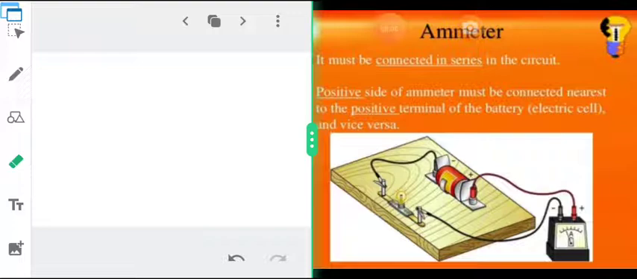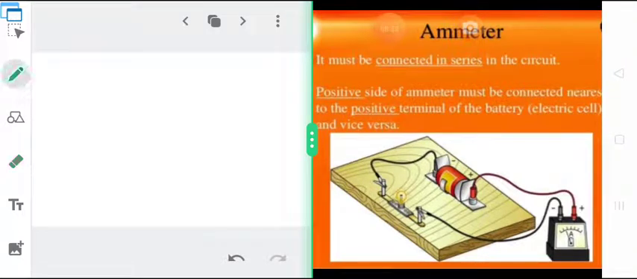Now there are two things that we need to remember while connecting an ammeter in any circuit. It must always be connected in series. You can see the connections of the ammeter in this circuit; this is how a series connection is made. The positive side of the ammeter must be connected nearest to the positive terminal of the battery or electric cell, and vice versa.